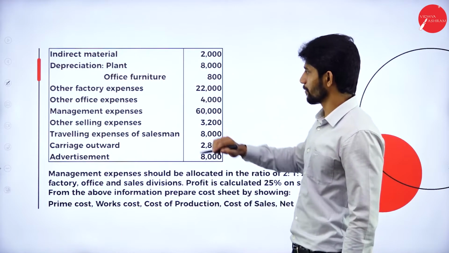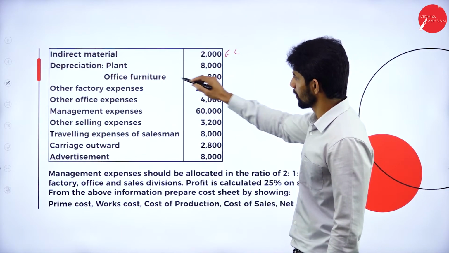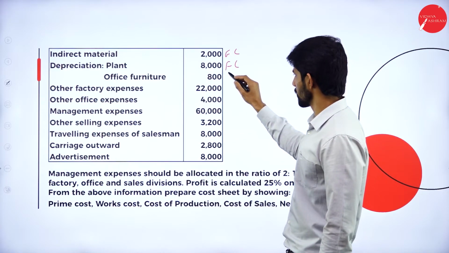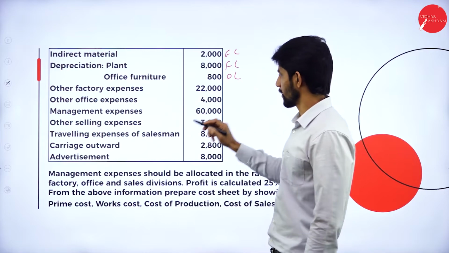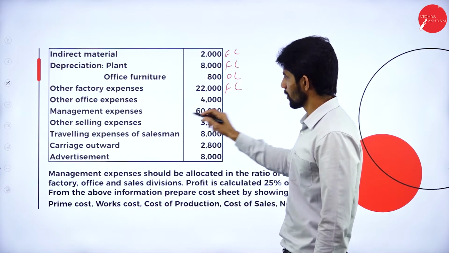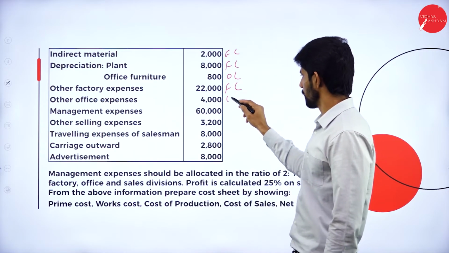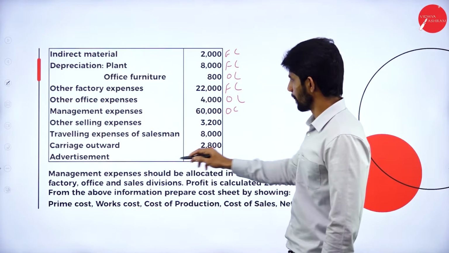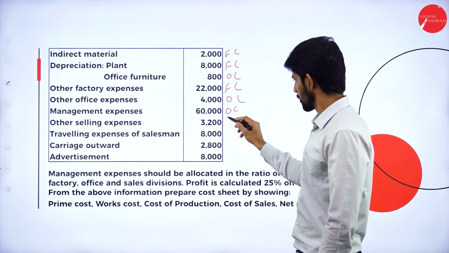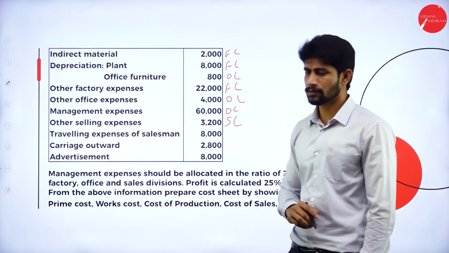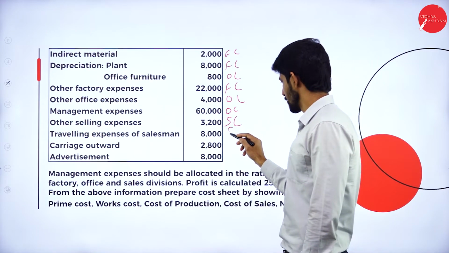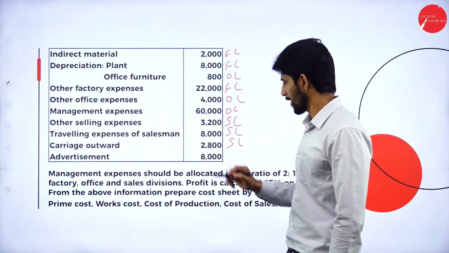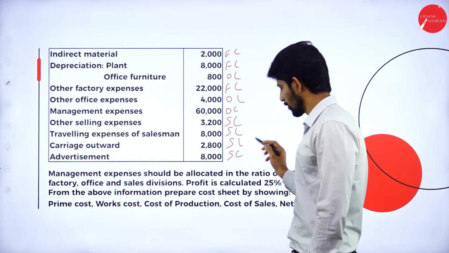Next, indirect material, factory cost. Depreciation on plant, factory cost. Depreciation on office furniture, office cost. Other factory expenses, factory cost. Other office expenses, office cost. Management expenses, office cost. Next, other selling expenses, that is selling cost. Traveling expenses of salesman, selling cost. And carriage outward, selling cost. Advertisement comes under selling cost.